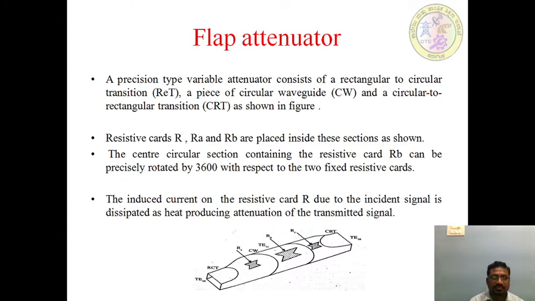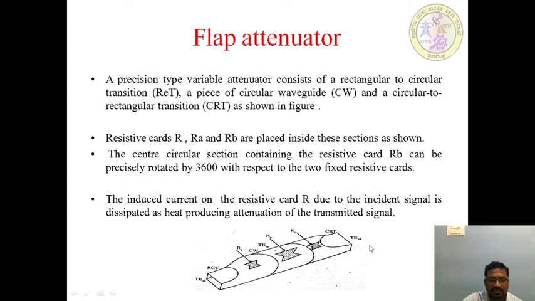Then the precision type of variable attenuator consists of a rectangular to circular transition, that is RCT, a piece of circular waveguide, that is CW, and a circular to rectangular transition, that is CRT, as shown in this figure. Here it is CRT, it is CW, and RCT. In this figure we are using R, RA and RB. These are called resistive cards. Resistive cards R, RA, RB are placed inside this section. See, here it is R, RA, RB and RC.